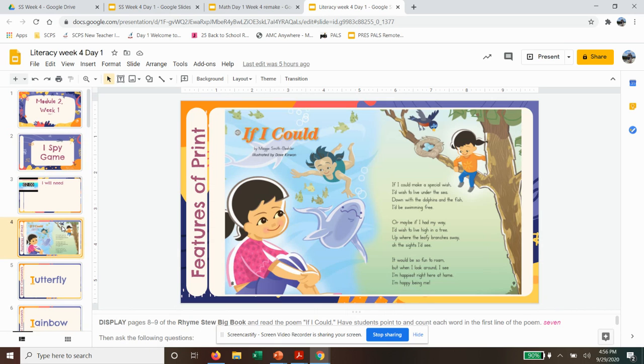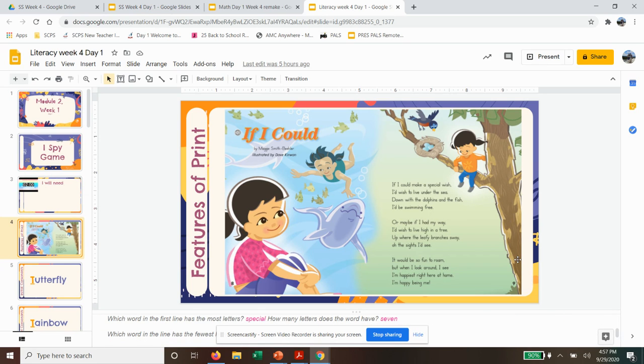Then we started talking about features of print, and we read this passage here, and we focused on the first line: "If I could make a special wish." We noticed that there were 7 words in that line, and that "special" had the most letters in it, and "a" had the least.